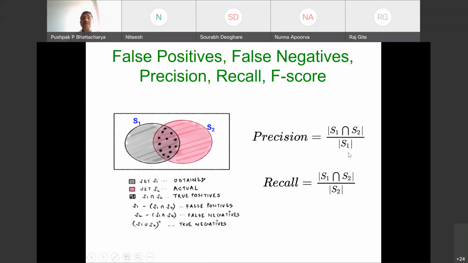So precision and recall, we know, can be very easily computed. S1 intersection S2 divided by S1 is precision, that is, the denominator is the obtained hypothesis set. Recall is S1 intersection S2 divided by S2, so the denominator is the actual set.